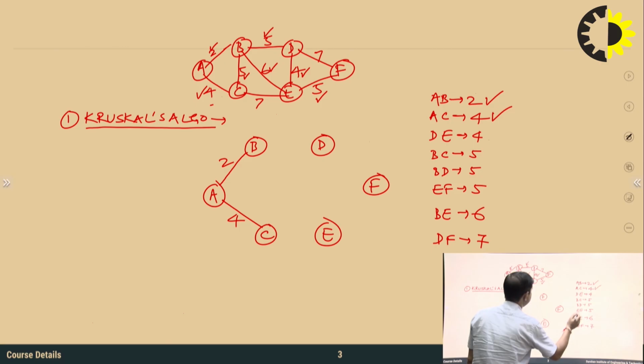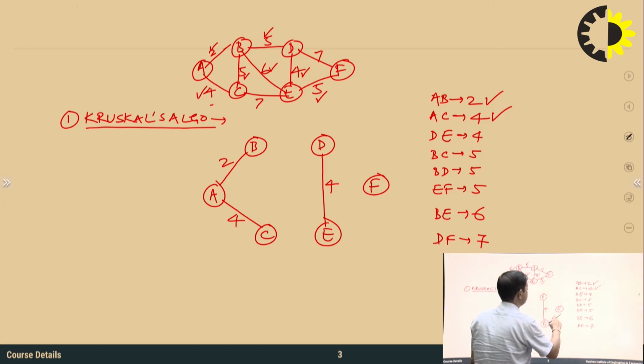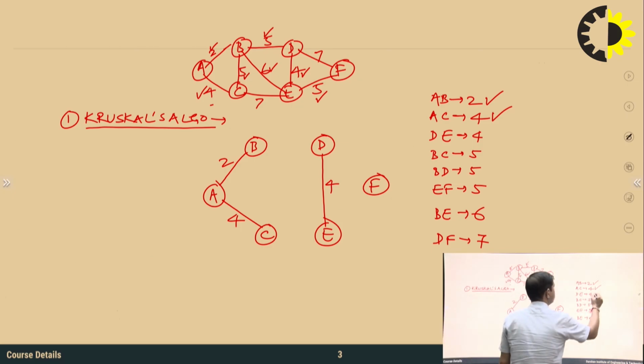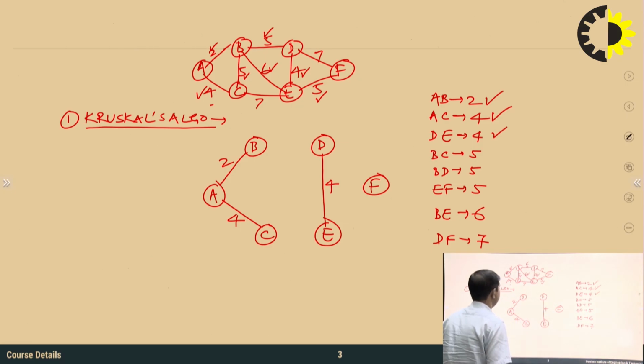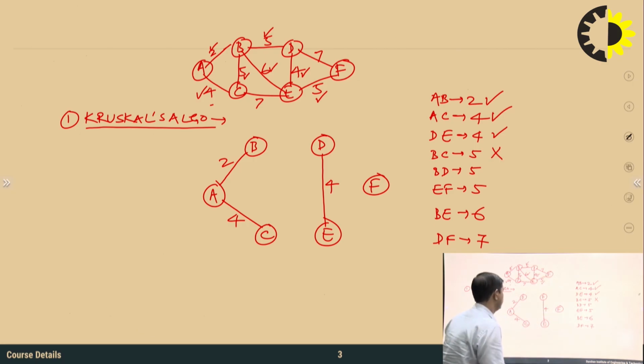After that DE, अगर मैं D को E से कनेक्ट करता हूं तो वेट कितना है? 4. कोई साइकिल क्रिएट हो रही है? नो. अगेन आई एम रिपीटिंग, साइकिल मींस अगर मैं किसी नोड से स्टार्ट करता हूं और किसी भी पाथ को फॉलो करते हुए वापस उसी नोड पे आता हूं, दैट इज ए साइकिल. तो जब भी मैं एक नोड को दूसरे नोड से कनेक्ट कर रहा हूं, मुझे ध्यान रखना है कोई साइकिल क्रिएट नहीं होनी चाहिए. तो दैट इज ऑल्सो यूज. BC, अगर मैं B को C से कनेक्ट करता हूं तो एक साइकिल क्रिएट होती है. इन दैट केस आई विल नॉट यूज दिस एज, बिकॉज इसको कनेक्ट करते ही साइकिल विल बी क्रिएटेड. ऑलवेज वी हैव टू टेक केयर कि कोई साइकिल क्रिएट नहीं होनी चाहिए.